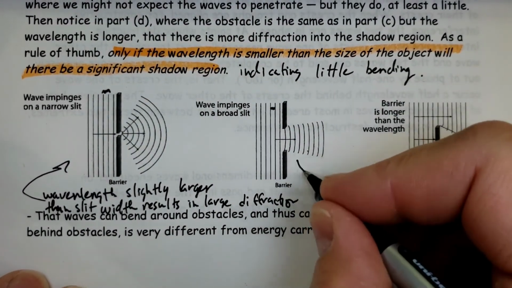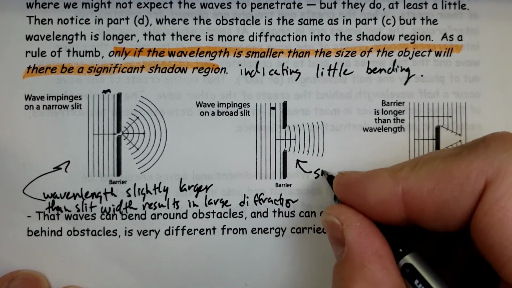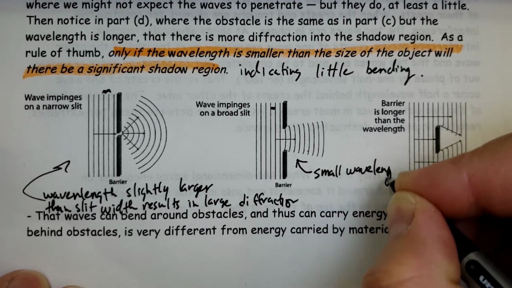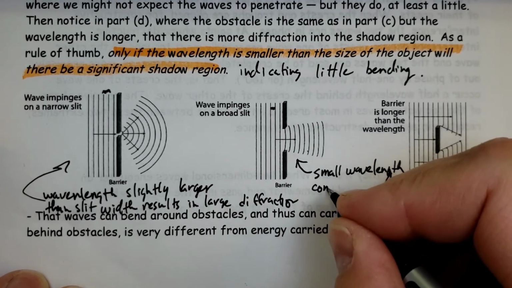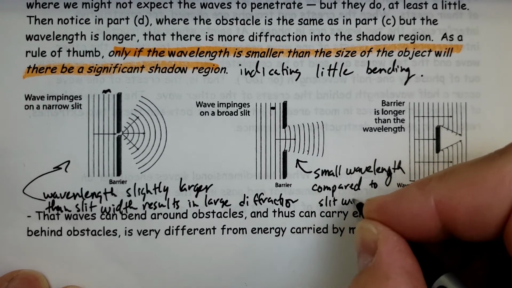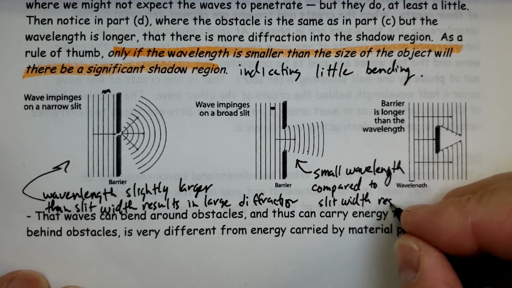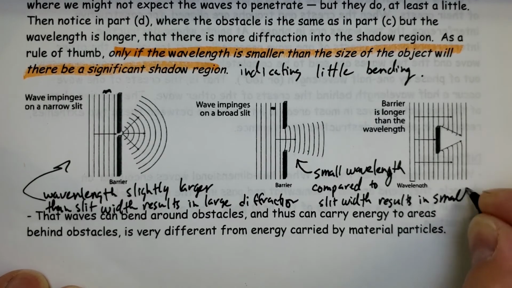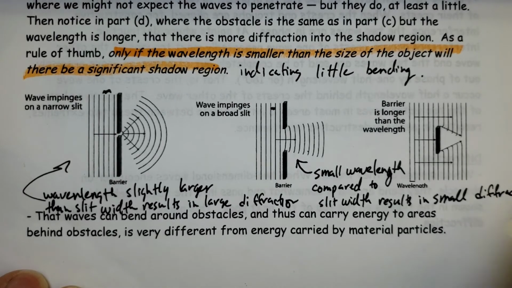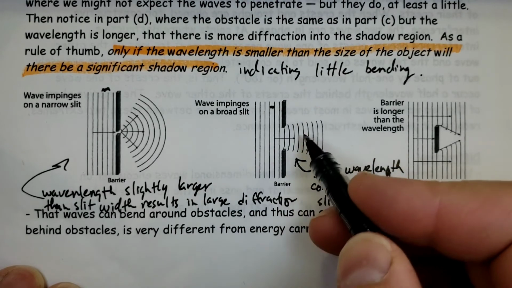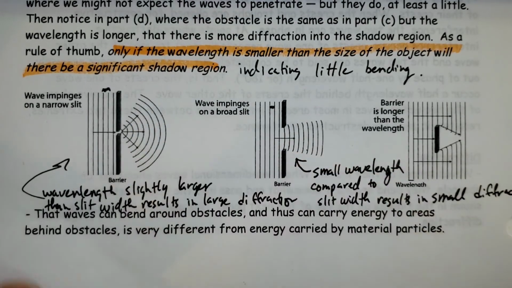Whereas over here, small wavelength compared to slit width results in small diffraction. Of course, by diffraction, I mean bending around the corner. So less bending, only slightly curving around the edge, whereas here, major curving around the edge.